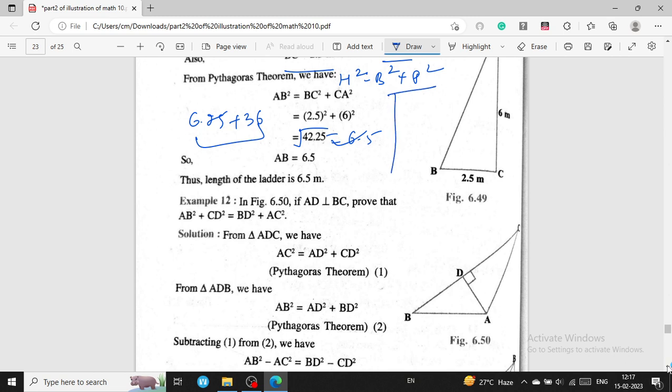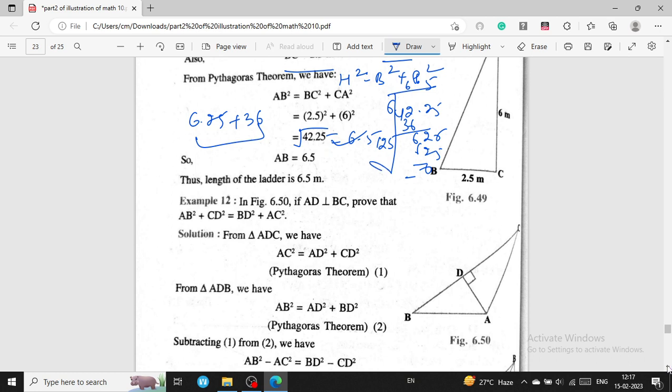You can find it by this method. 6 6 is 36. 12 minus 6, 6 6 12. Take 5.5, 625. You can see 6.5 is the length of the ladder.